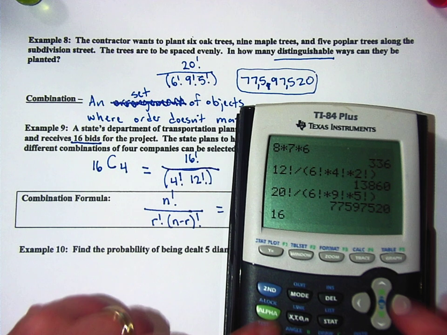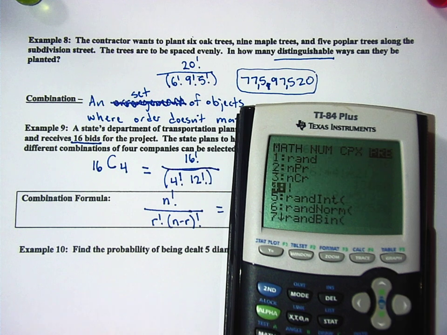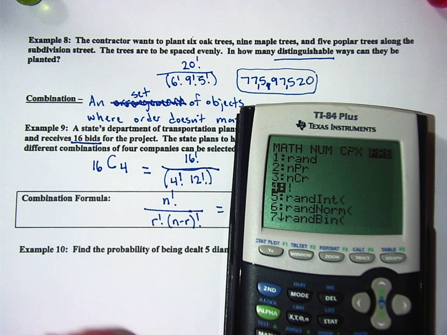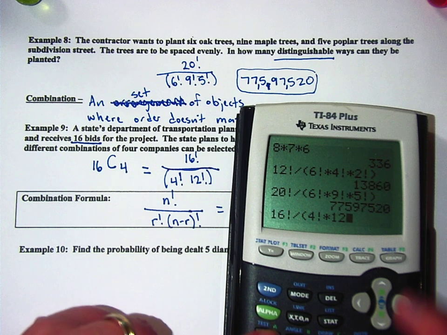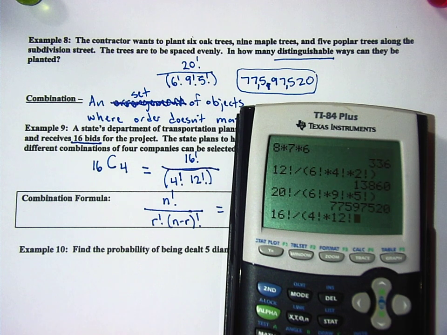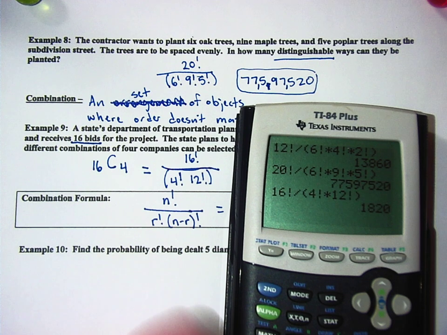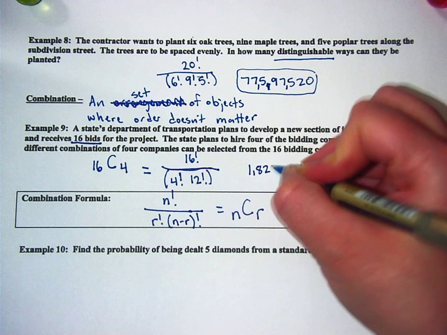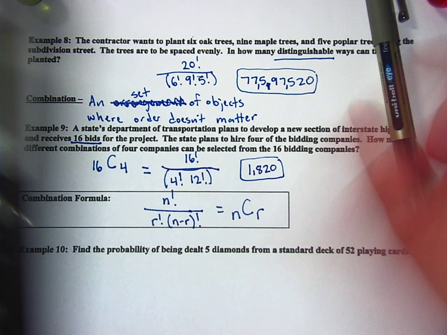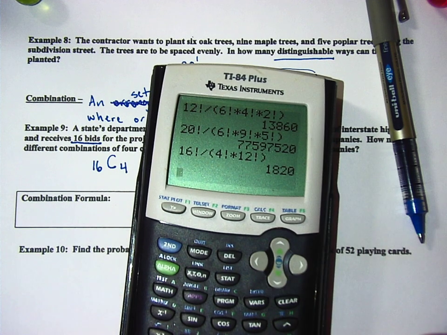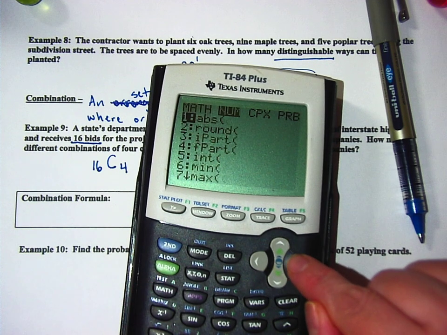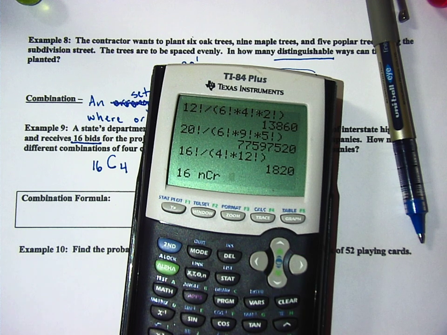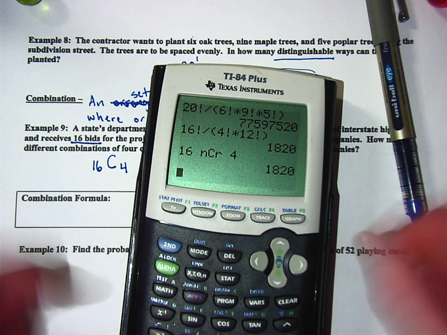So first I'm going to try the long way. That's the factorial way. Divided by parentheses 4 math times, what was it, 12? Okay, and that makes 1,820. But also, if I use my calculator and I type in 16 math probability down to combination instead, and pick 16 combination 4, I also get 1,820.